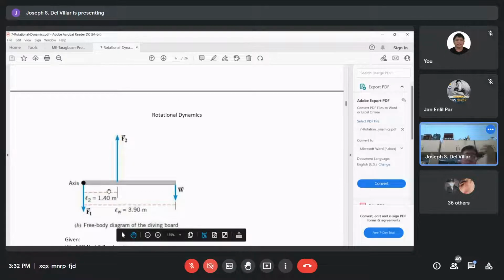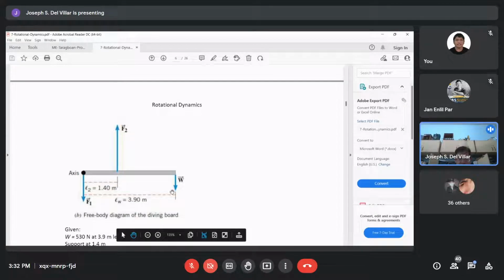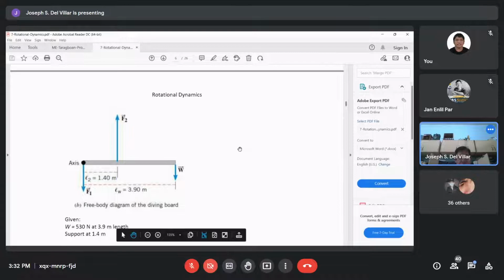Okay? So this is the free body diagram and this is the distance between the bolt and the fulcrum, 1.4. And this is the total length of the board, 3.9 meters. So we know the distance from the fulcrum up to the point where the woman stands. It's just the difference of these two, so that is 2.5: 3.9 less 1.4.